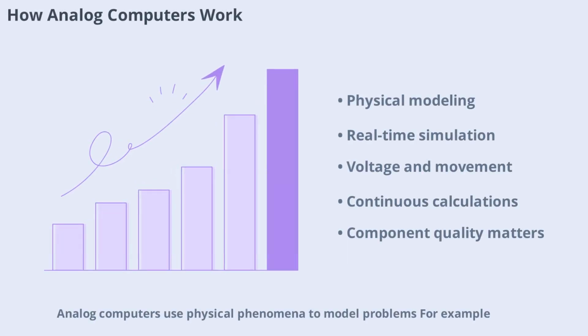Analog computers use physical phenomena to model problems. For example, they might use the flow of electricity to represent the flow of water in a pipe. By adjusting voltages, currents, or mechanical parts, analog computers can solve equations and simulate processes in real time. This makes them ideal for tasks that require smooth, ongoing calculations. However, their accuracy depends on the quality of their components and can be affected by noise or interference.